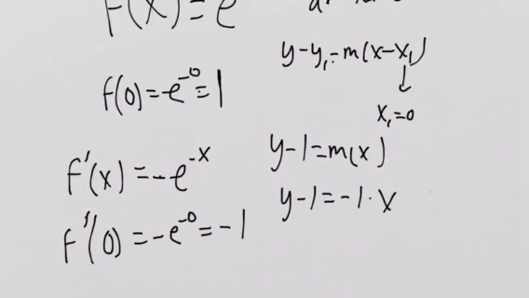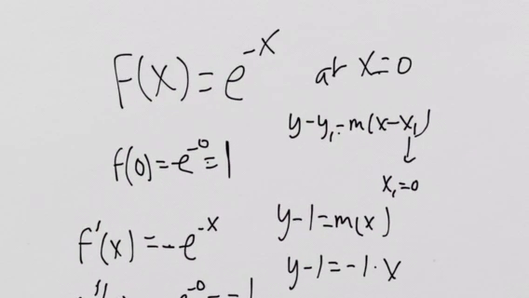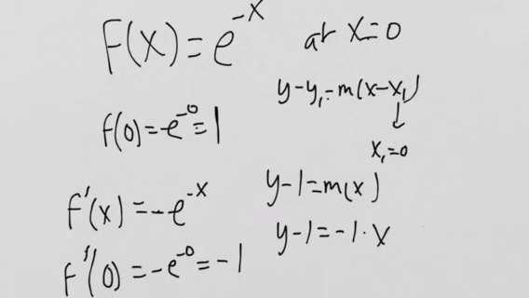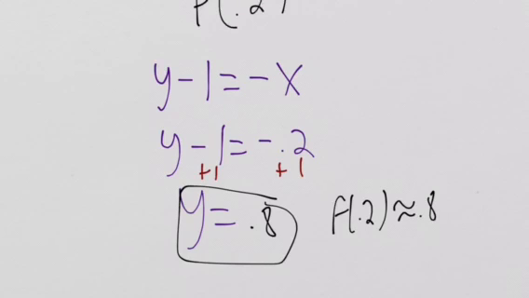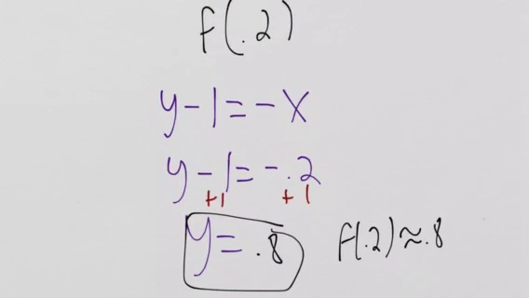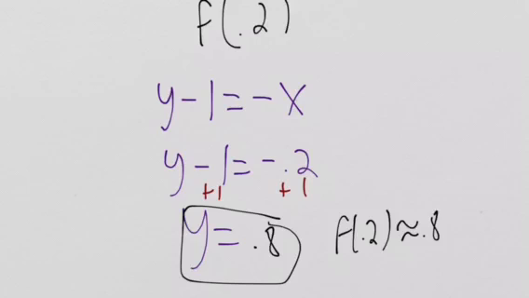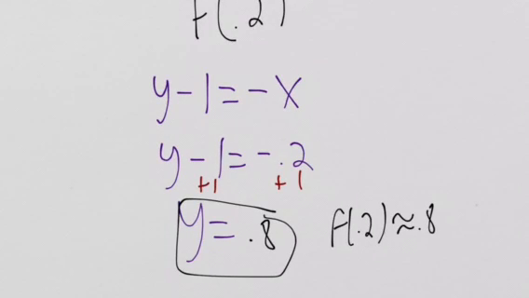Because if we go back and try to plug in 0.2 to the original function, that's kind of hard to calculate. E to the negative 0.2 is something I'm going to need a calculator for. But if I use the tangent line, which is going to be a decent approximation of the function close to where the tangent line occurs, which is x equals 0, so if I go over to x equals 0.2, I'll get a decent approximation of what that function is by just plugging into the tangent line. And that I can do without a calculator, because I can easily do negative 0.2 plus 1, which is 0.8. So final answer, 0.8.